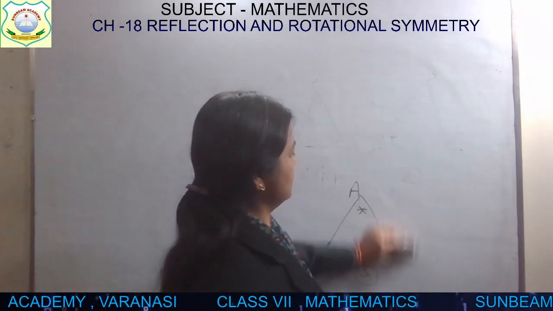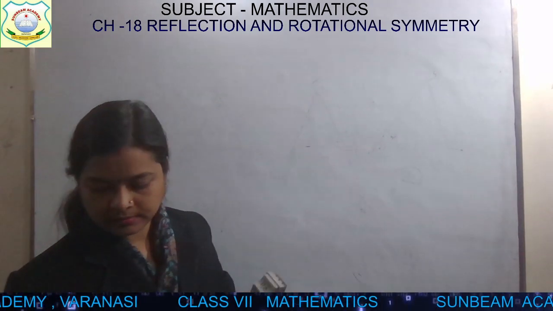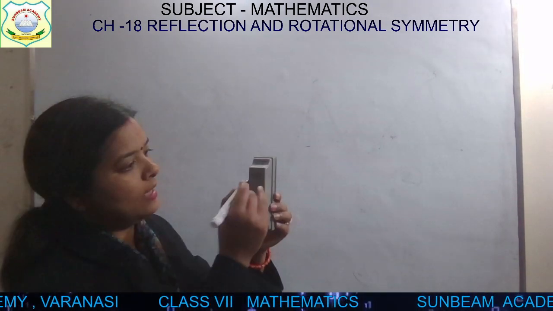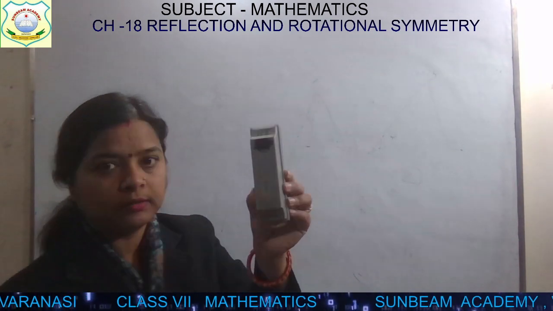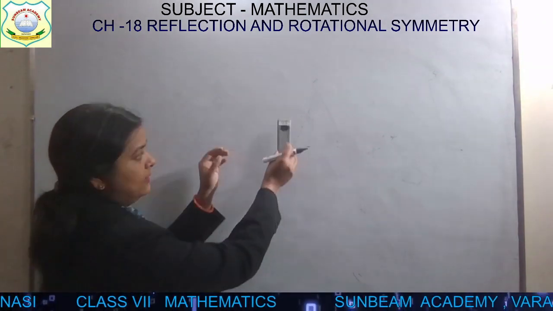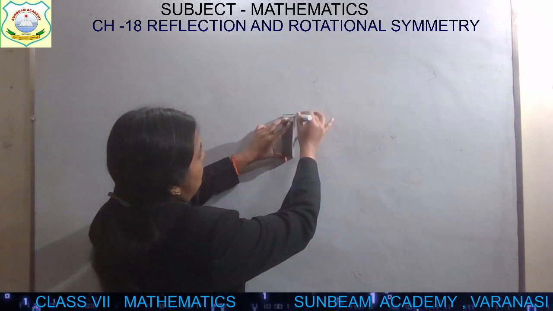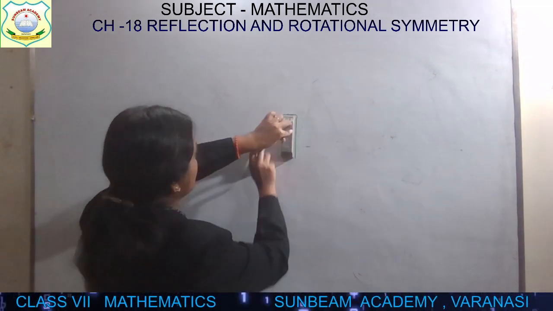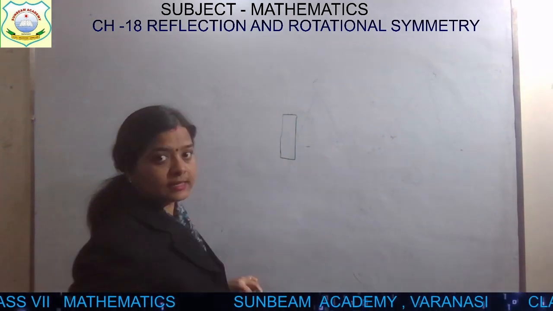let me show you through this object. See children, this is the duster. Okay, I'm going to mark it, maybe it will be clear to you. See, this is the original place, okay, and I have to rotate it and I have to get the same figure, exactly the same figure. This same figure I want, children. See, I need this one, the exact same figure.